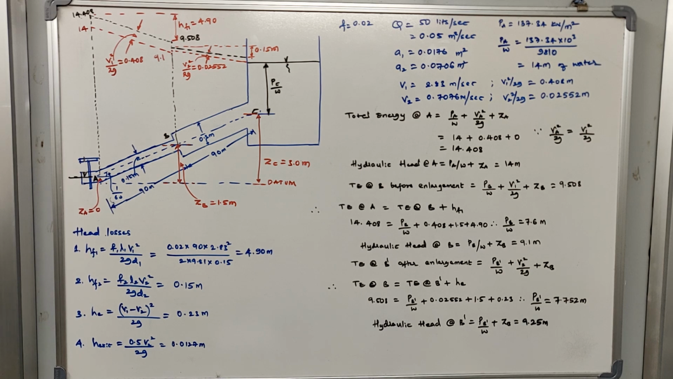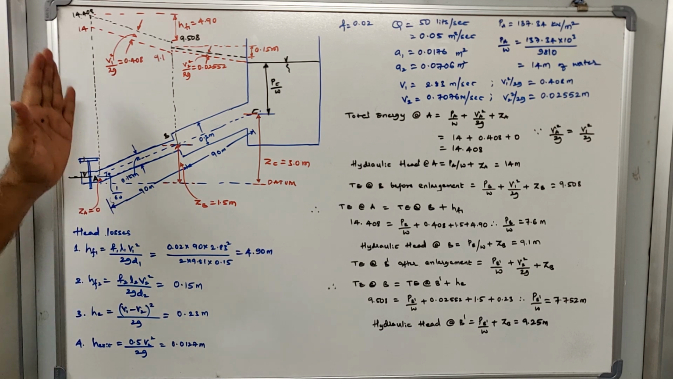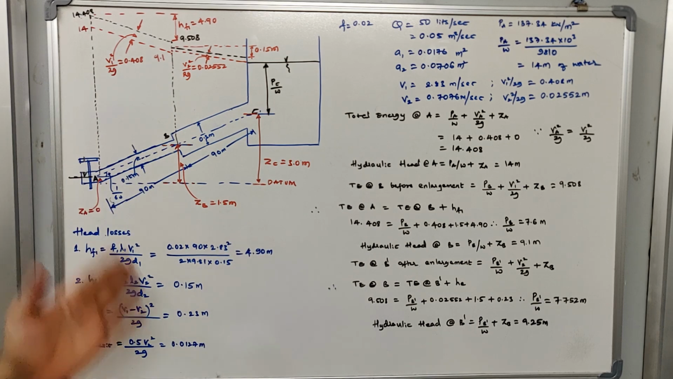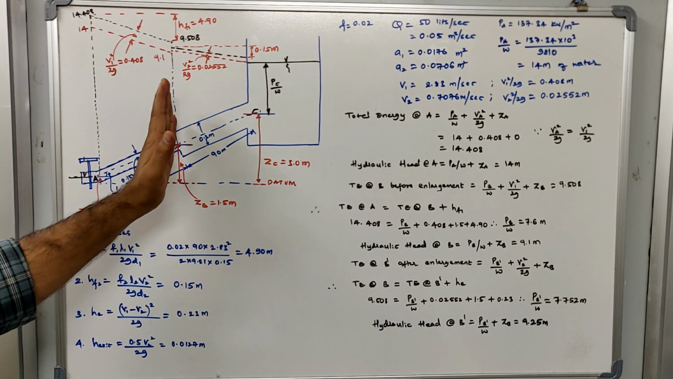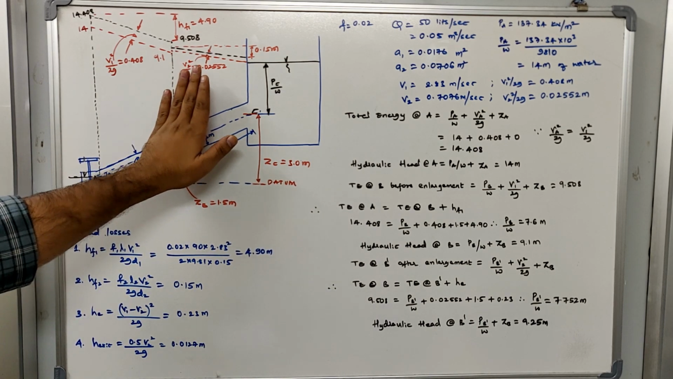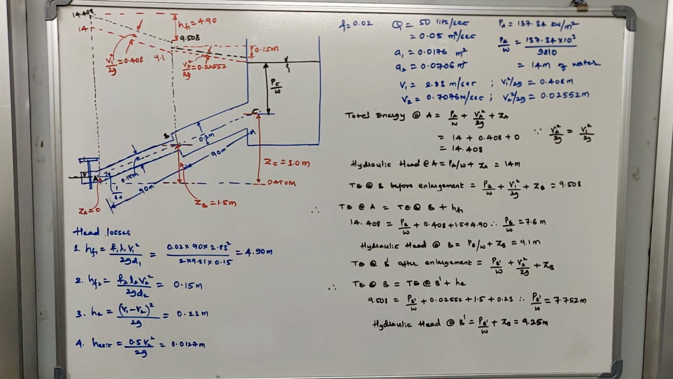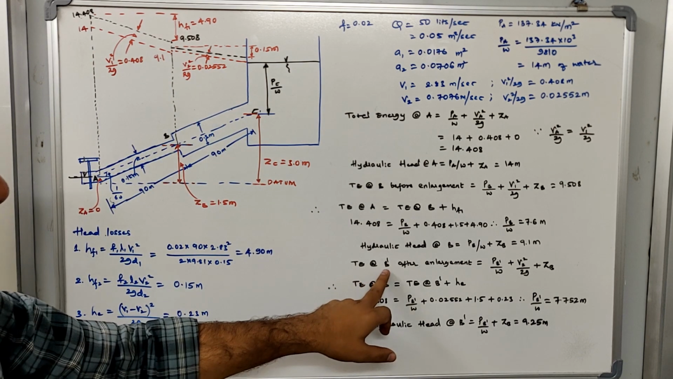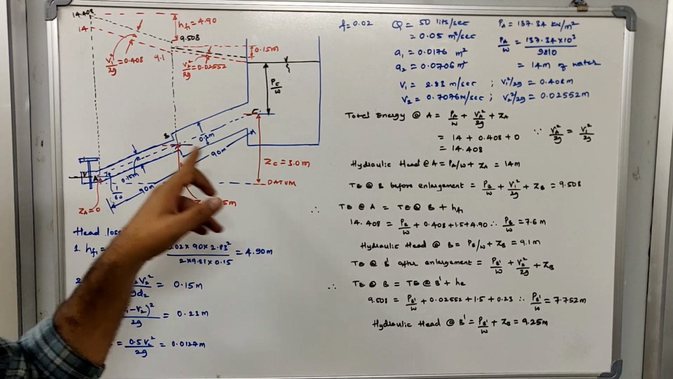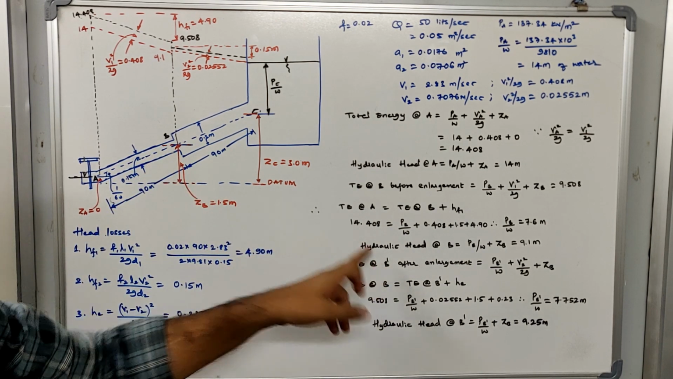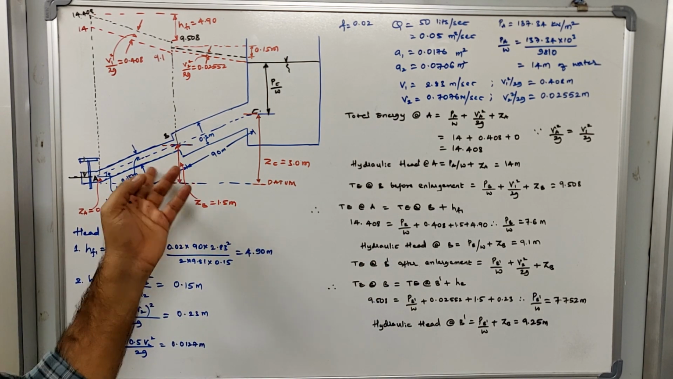This is how we have calculated the total energies at A and at B before enlargement. Now let us determine how much is the total energy after the enlargement. Okay, after the sudden enlargement. So I will call it B dash. B was representing before enlargement, B dash will represent the total energy after the enlargement.